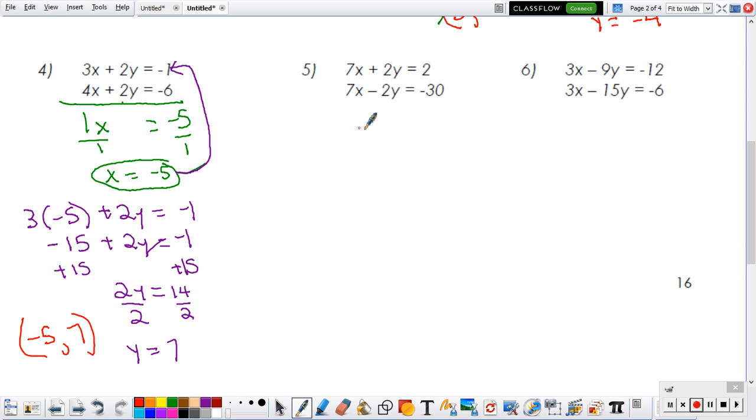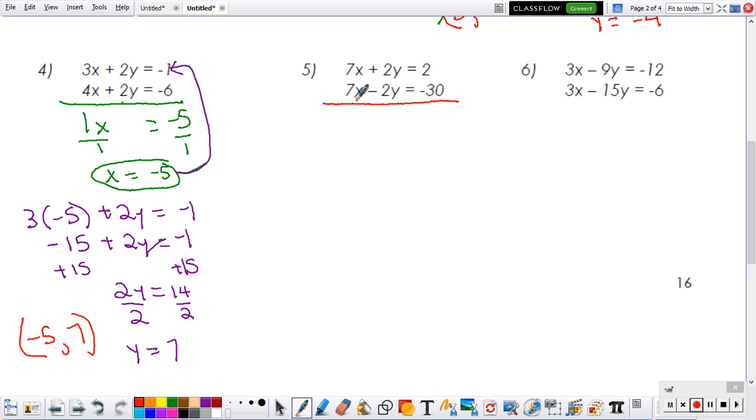Let's take a look at number 5. This is an interesting problem. When I look at number 5, I notice that I've got 7 and 7, and +2 and -2. Now I could change all of the signs so that one 7 would be a plus and one 7 would be a minus. But look at the y's. I already have +2 and -2. Look what happens if you add down right away. Everybody go ahead and do that.